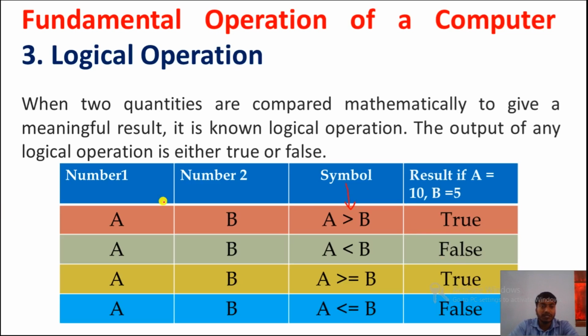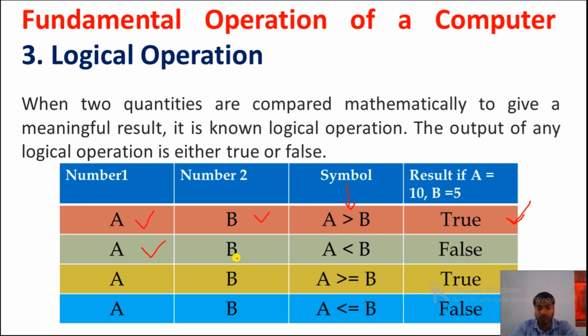Now see the example. Here we have number 1, number 2, symbol, then result. When we have the value of A as 10 and the value of B as 5, you can see we have taken the variables A, B, and the expression A greater than B. Now A is 10, so 10 is greater than 5. So what will be the output? True, because A has 10 and B has 5, so 10 is greater than 5. So this is true.